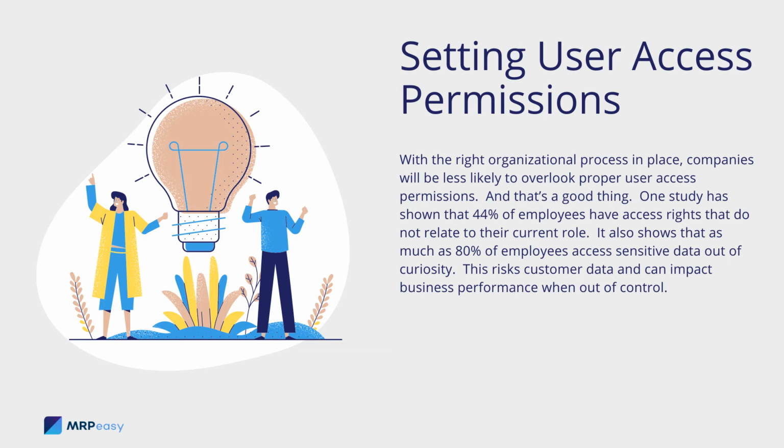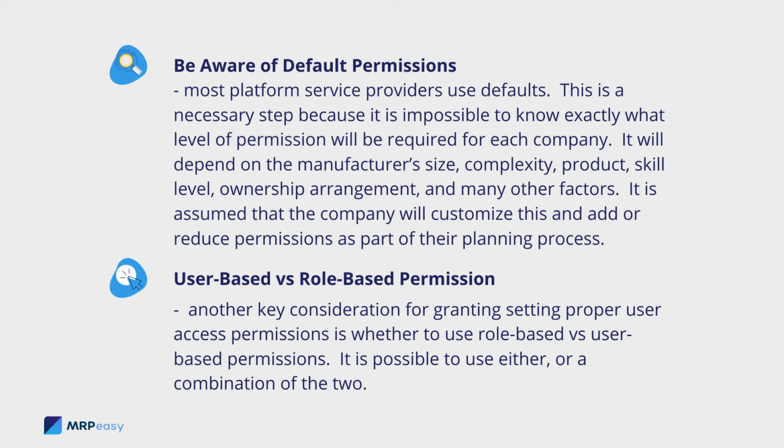One study has shown that 44% of employees have access rights that do not relate to their current role. It also shows that as much as 80% of employees access sensitive data out of curiosity. This risks customer data and can impact business performance when out of control. Here are some issues to consider when setting proper user access permissions.